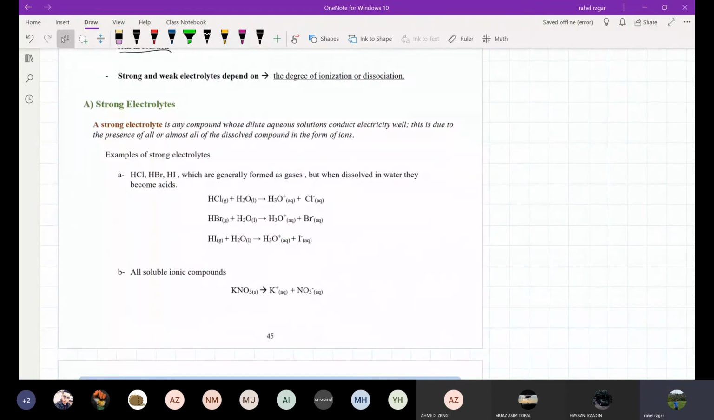From here, we will gradually learn about those compounds. We'll gradually memorize those compounds: which ones can ionize very strongly, and which ones cannot.